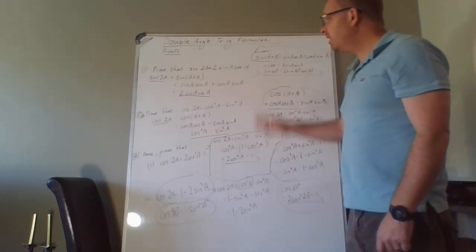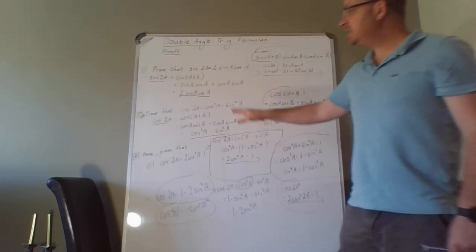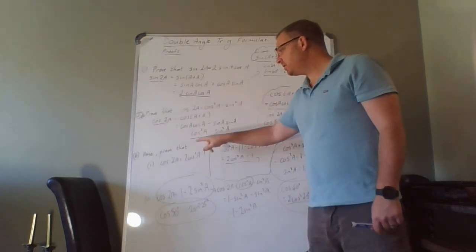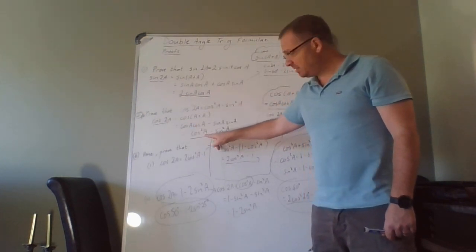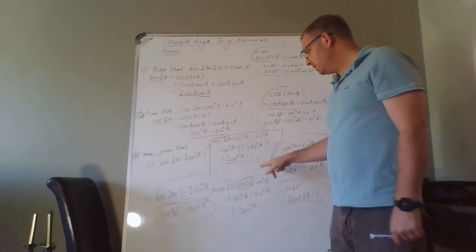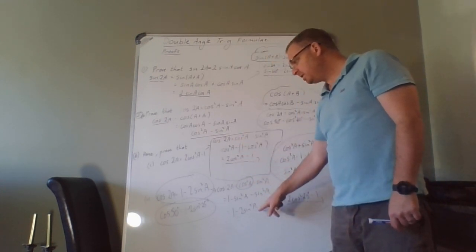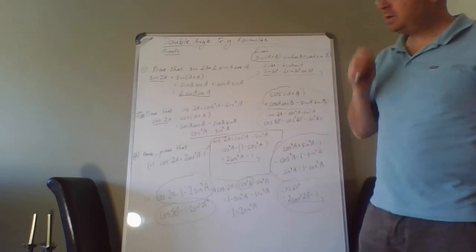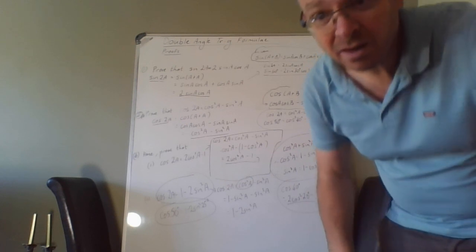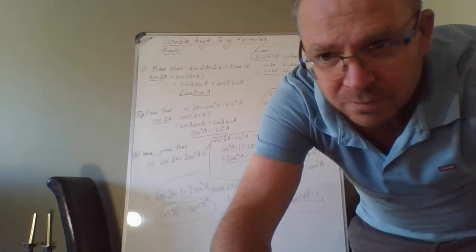Okay, so those are your double angle formulas. Sine 2a, there's just one formula, 2 sine a cos a. Cos 2a, there's three options. You could either turn it into cos squared a minus sine squared a, or you could turn it into 2 cos squared a minus 1, or you could turn it into 1 minus 2 sine squared a. And those are the double angle formula proofs. We don't officially do a double angle formula for tan.